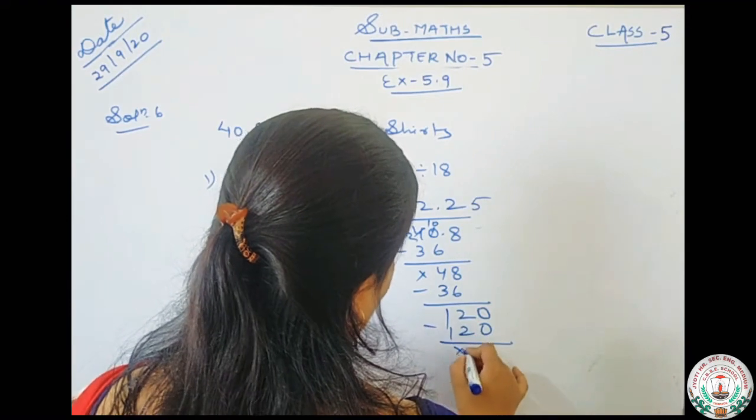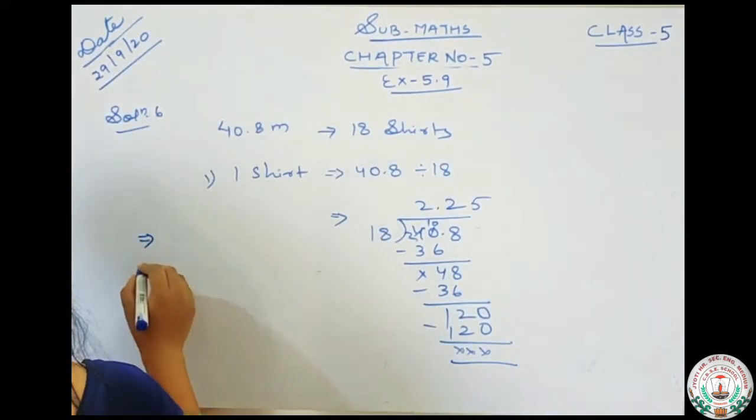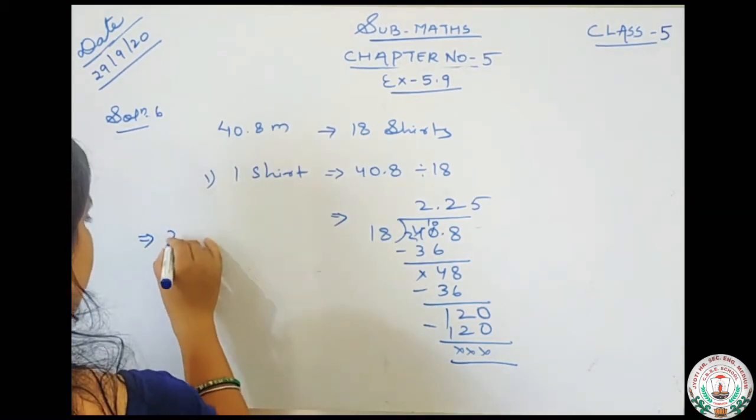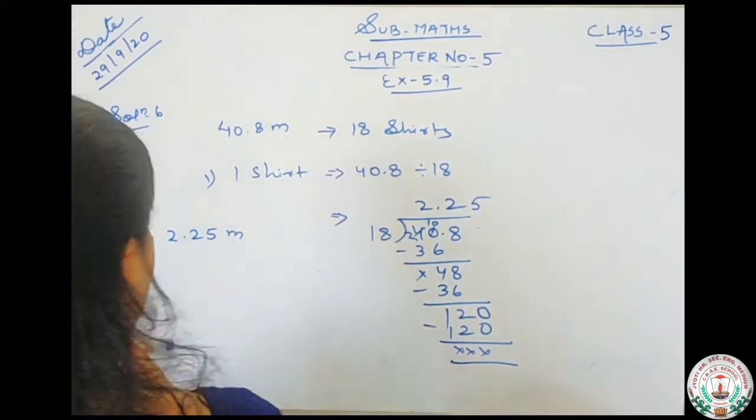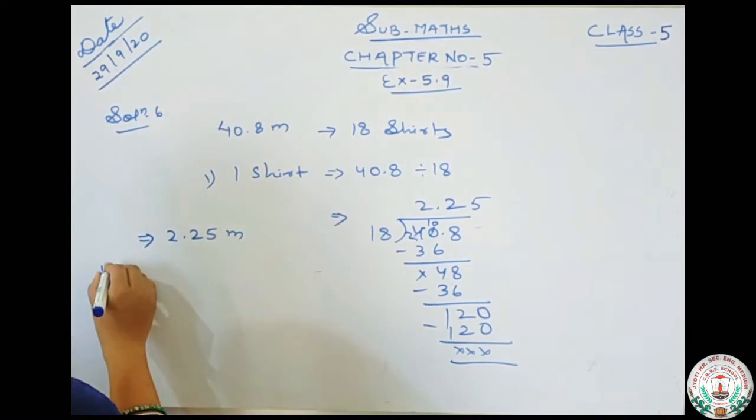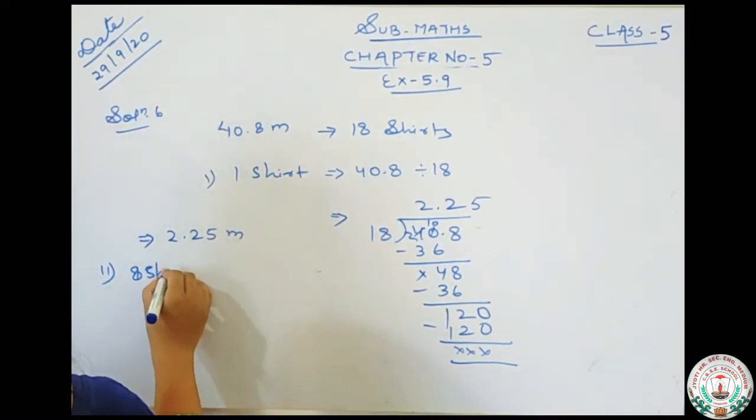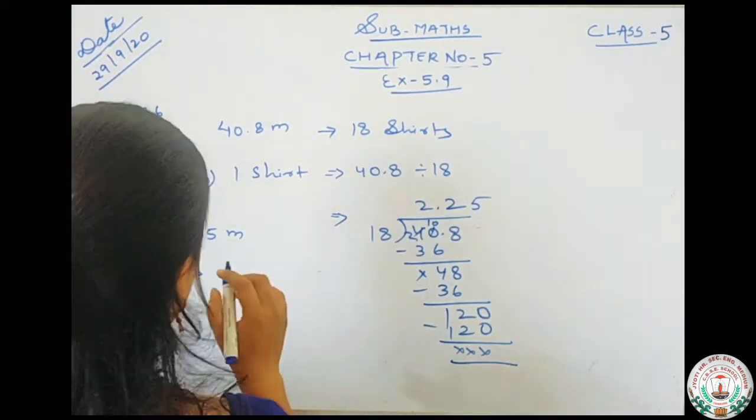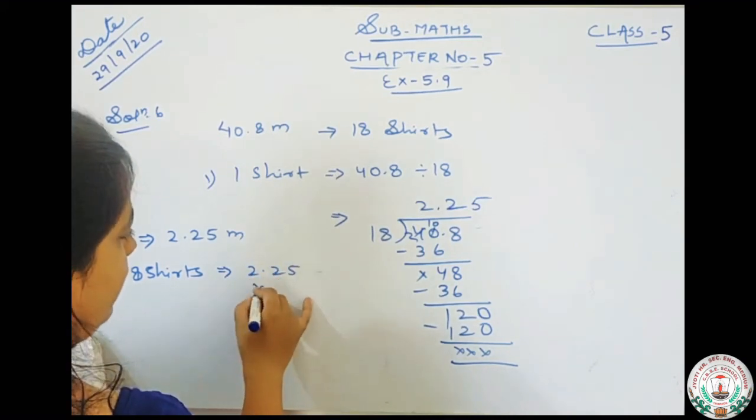So how much cloth is required for making 1 shirt? 2.25 meter. Okay. 2.25 meter. Now how much for 8 shirts? This was the cloth for 1 shirt. So how will you take it out for 8 shirts? You will multiply this by 8.